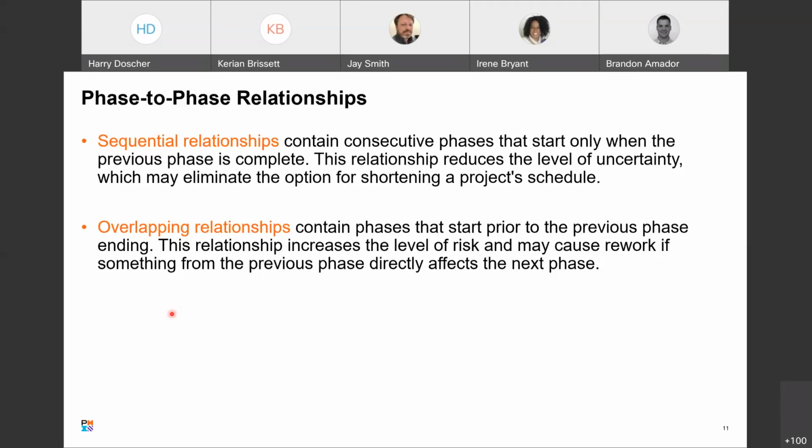This relationship increases the level of risk and may cause rework if something from the previous phase directly affects the next phase. So this is the higher risk of the two because you don't know if all of the exit criteria and all of the entrance criteria have been satisfied by the previous phase. So you're going into this with some level of uncertainty. You need to plan for that. And it is a way to mitigate schedule slip. But again, it's a higher risk way of doing it.